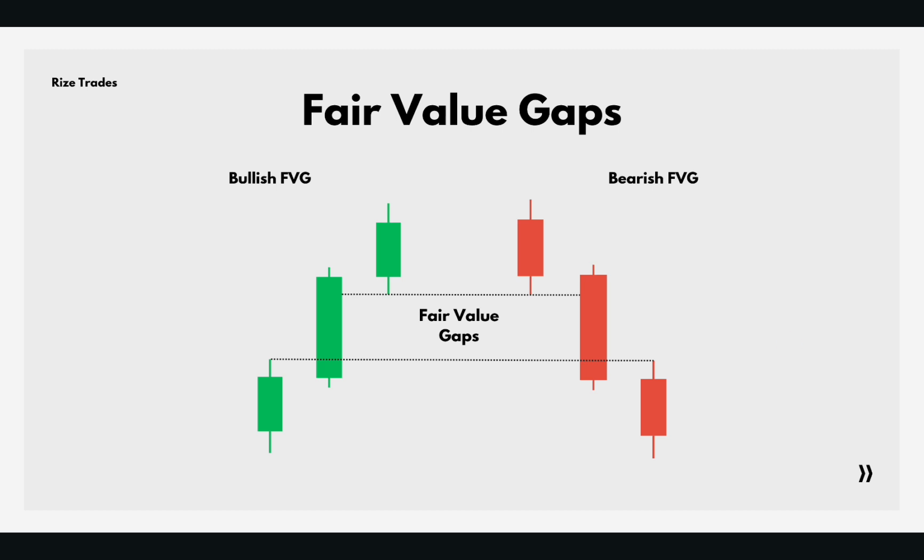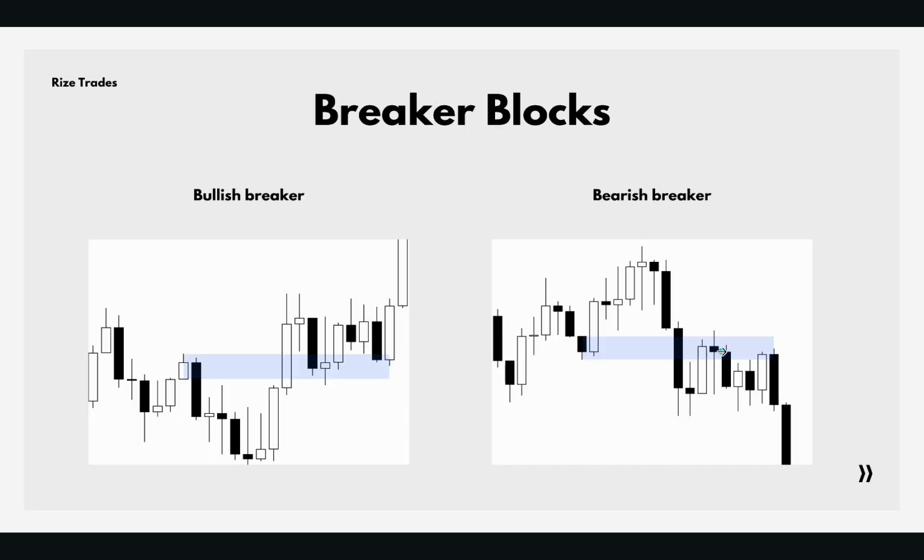For a fair value gap to develop, there must be a set of 3 candles during a strong buying or selling move in the same direction. So for the bullish fair value gap, the first candle's high will not overlap with the third candle's low, and then that leaves behind this bullish fair value gap. So for the bearish example, the first candle's low will not overlap with the third candle's high, leaving behind the bearish fair value gap. Now onto breaker blocks.